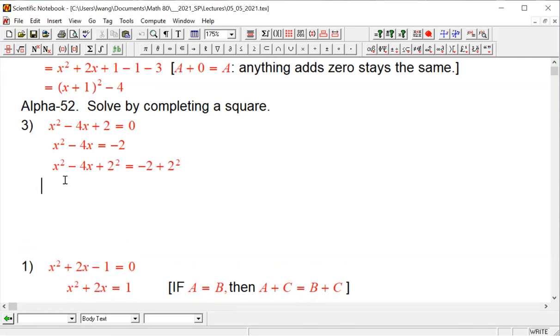If you factor the left-hand side, you should get x minus 2 times x minus 2, any technique of factoring you want. The right-hand side is negative 2 plus 4, which is 2. So the left-hand side is really x minus 2 squared. It's a perfect square.